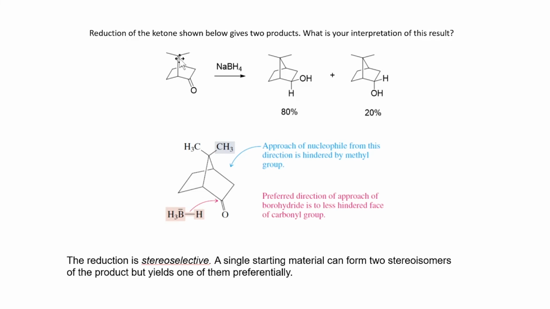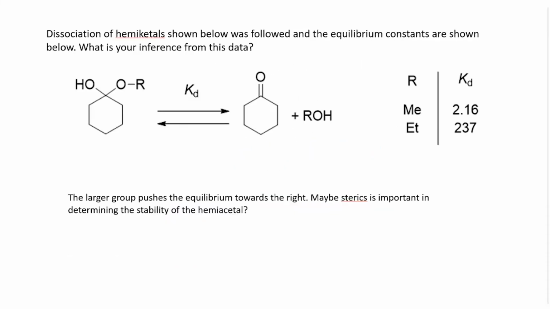That is, when you have two methyl groups on the norbornane, you end up with the top face being hindered by the presence of the methyl group, and so the preferred direction of attack is actually from the bottom face. So keep in mind that if you don't have the methyl group, then the attack from the top face is preferred. Nevertheless, you get a mixture of 80 to 20 in this case, and this kind of reaction is a stereoselective reaction, because a single starting material can form two stereoisomers of the product, but it forms one of them preferentially. Okay. Now let's move on to the next question.